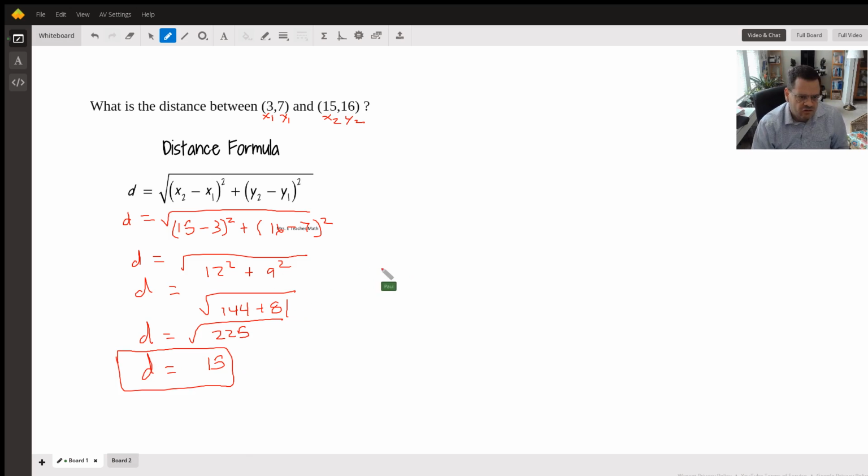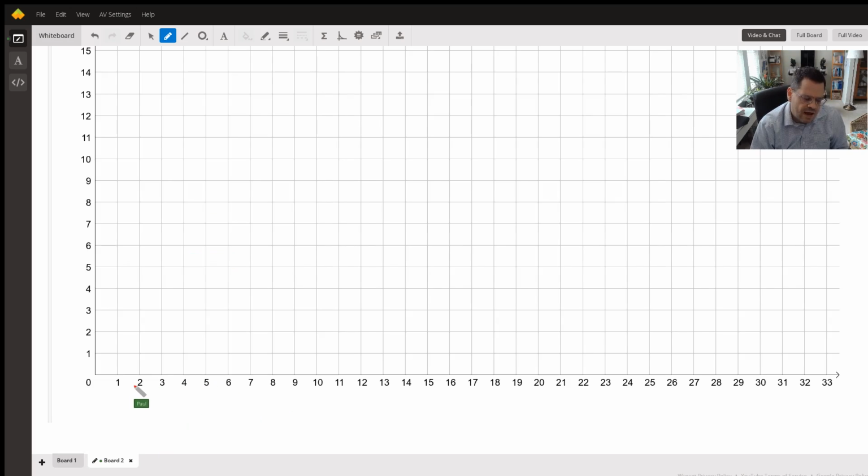So that's the short answer. The long answer is you can graph it. You can graph these points on your line and look at the relationship you have here. So the first one is 3, 7, right? So x is 3, y is 7. And the next one is 15 and 16.